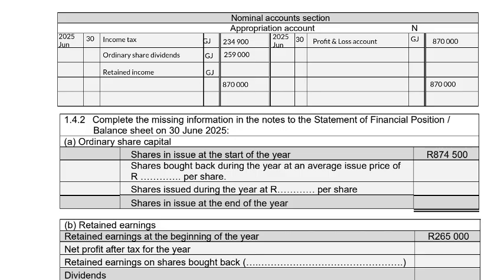So to work out the balancing figure for the retained income, we take the 870,000 and we subtract our income tax and our ordinary share dividends, and then we get an amount of 376,100. You then take this balancing figure and complete the retained income account.